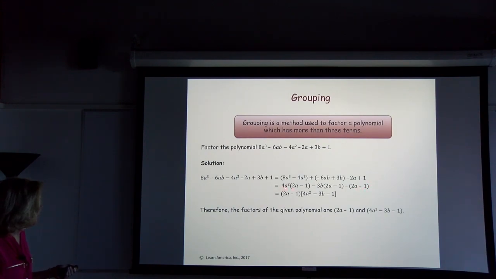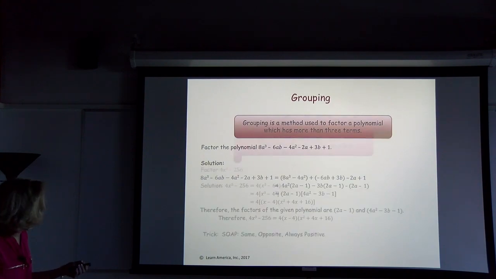And now what you'll notice is that you have, again, 3 terms. Each of them have 2a minus 1 in common. Factoring that out in front, I'm left with 4a squared minus 3b minus 1. Right? And you can always check by multiplying, doing the double check on that.